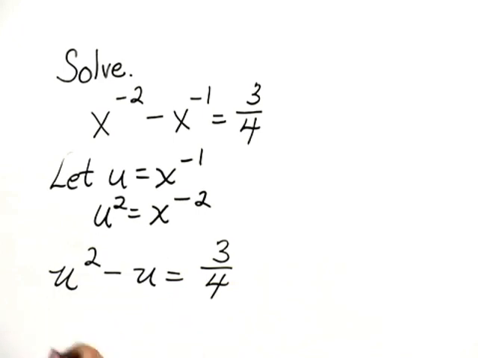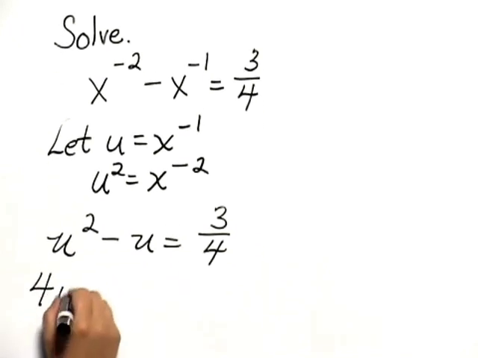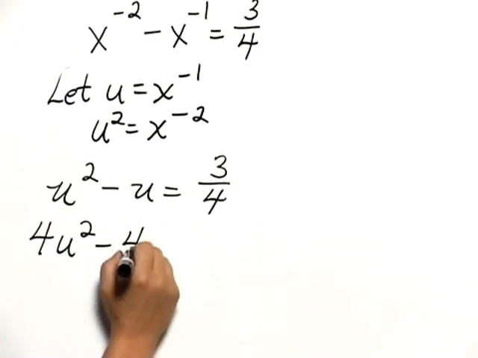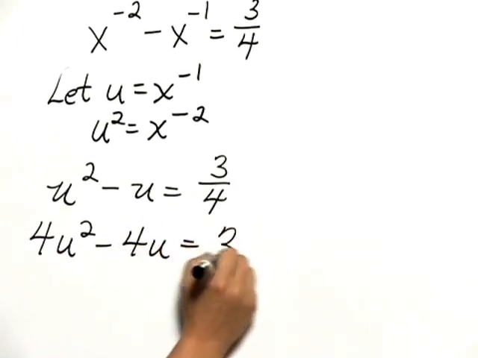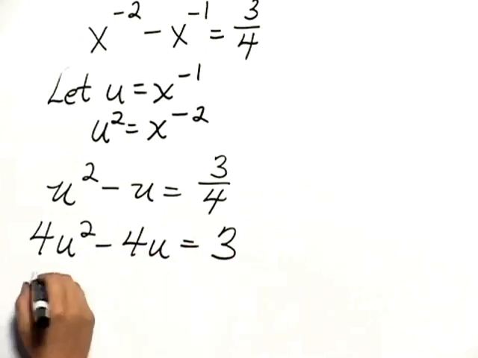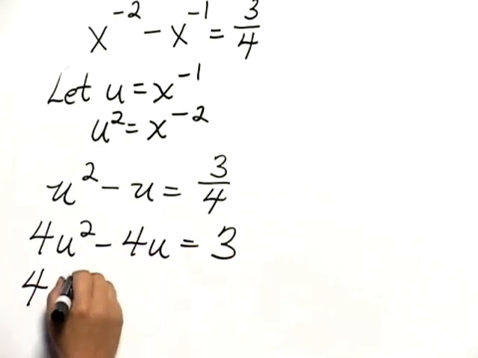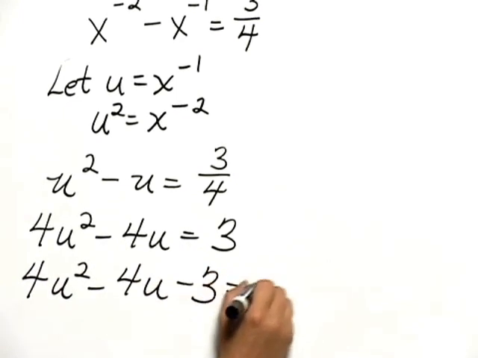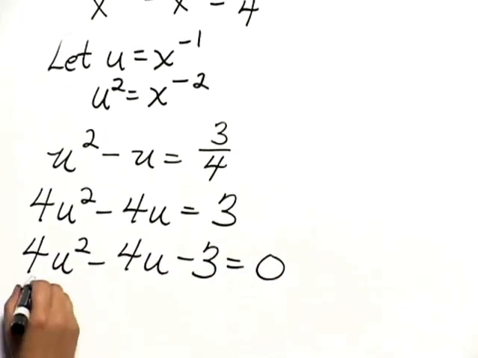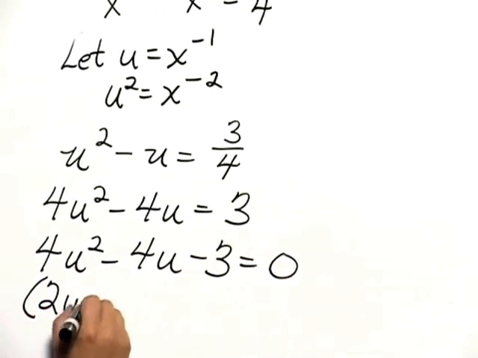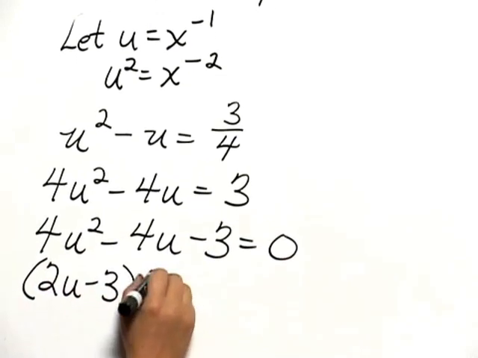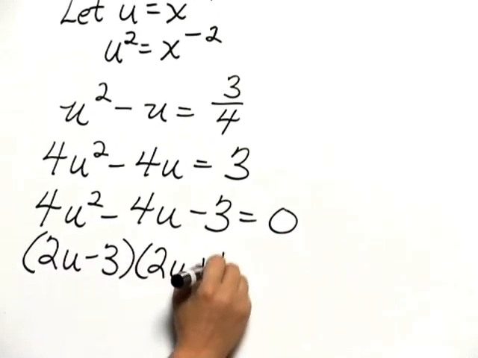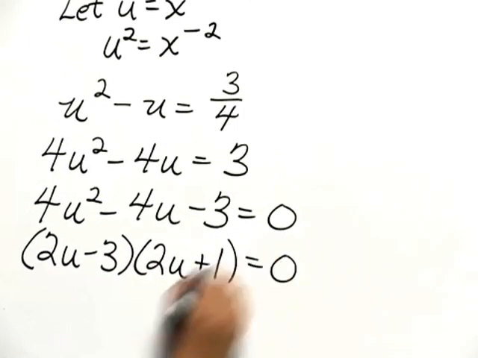If we multiply everything by 4, we have 4u squared minus 4u equals 3. Subtracting 3 from both sides, we have 4u squared minus 4u minus 3 equals 0. And then factoring, we have 2u minus 3 times 2u plus 1 equals 0.